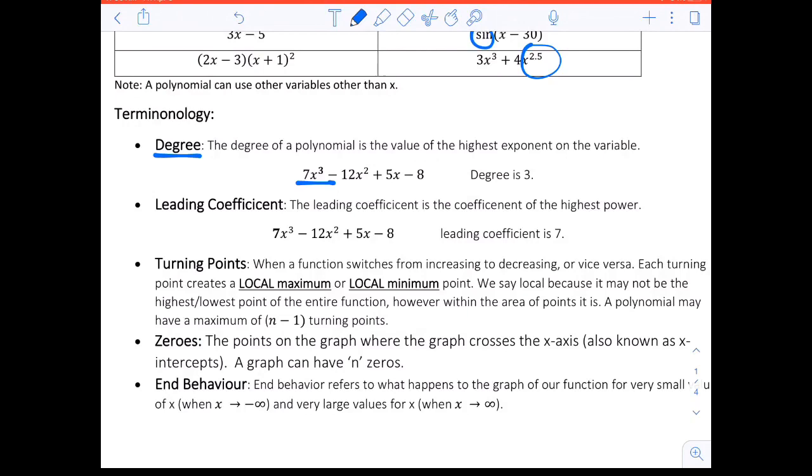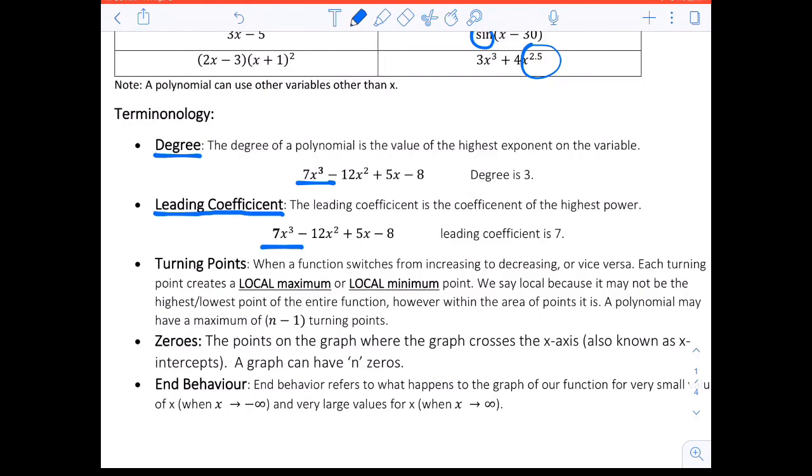In terms of the leading coefficient, leading just means first coefficient. If we look at a polynomial, we find the highest degree term, and the leading coefficient is the number in front of that. In this case, 7 would be the leading coefficient of that polynomial, because we have x to the power of 3, which is the highest degree of all those terms, and the coefficient on that highest degree term is 7.